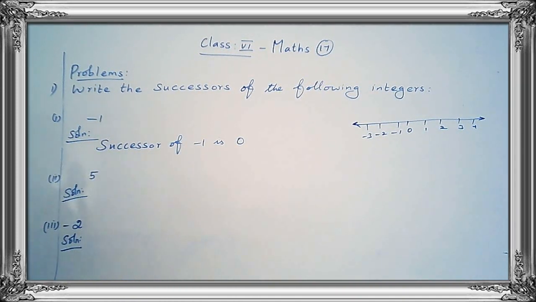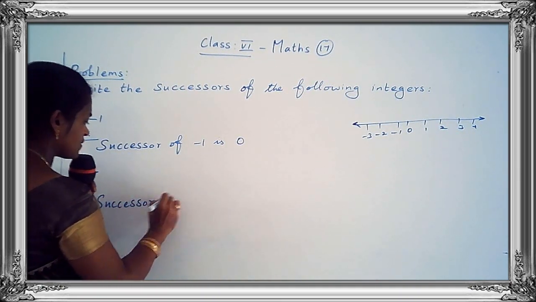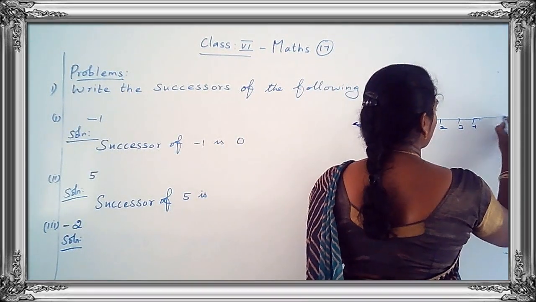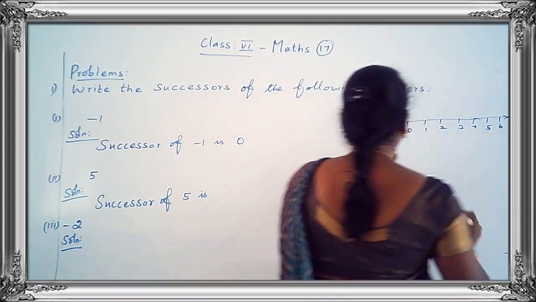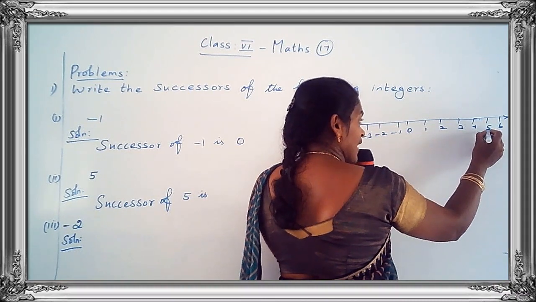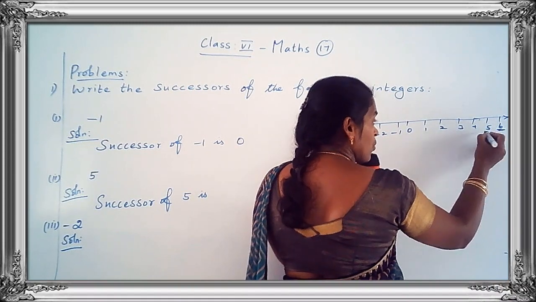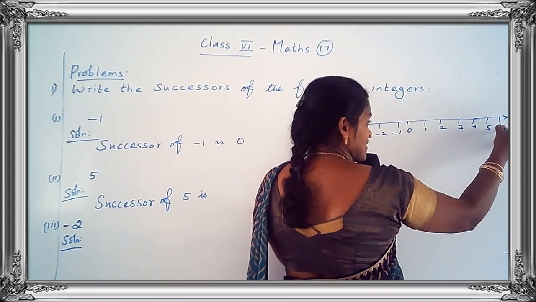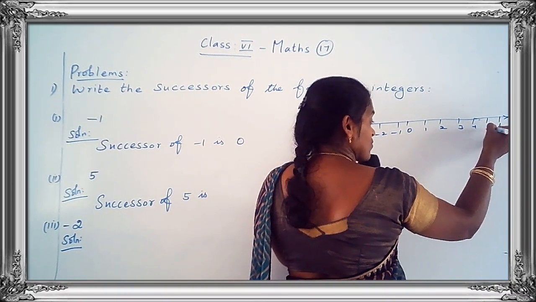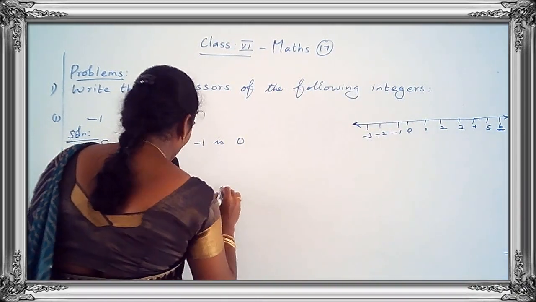5. Successor of 5. Say now. Where is 5? Here. Yes, children. On the number line, 5 here. Now you see 6 lies on the right side of 5. Yes. 5 right side la enna irukku? Right hand side. 6 only there. Okay. So the successor of 5 is 6. Okay, children. So 6 lies on the right side of 5. So that's why the successor of 5 is 6.